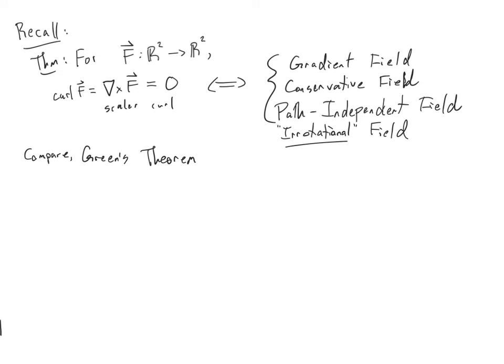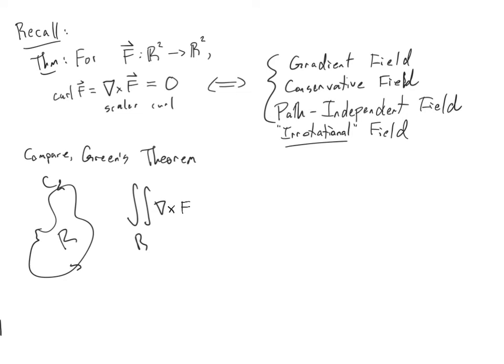So in Green's theorem, recall we've got some region R, and C is going around it counterclockwise. So it looks something like that. Then we had this double integral over R of the scalar curl of f dA. And Green's theorem tells me that's the same as the integral around the closed curve of f dot dp, so the flow along C.